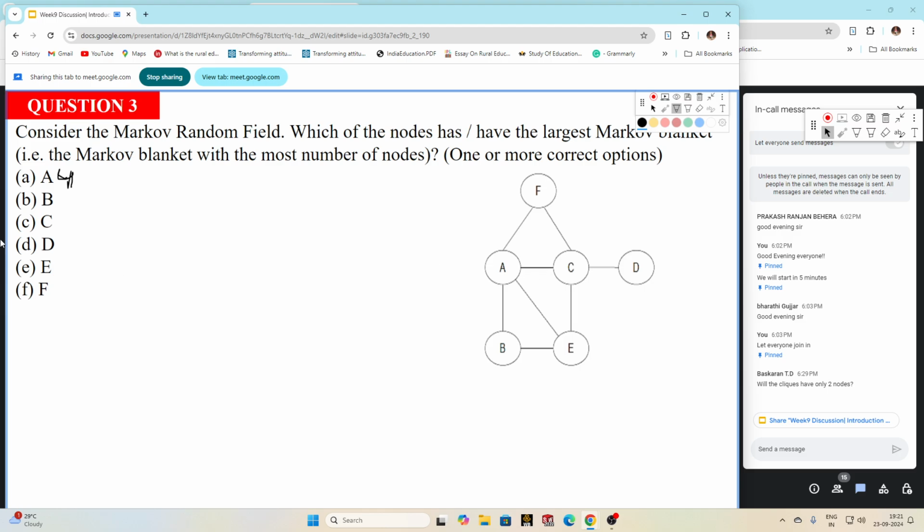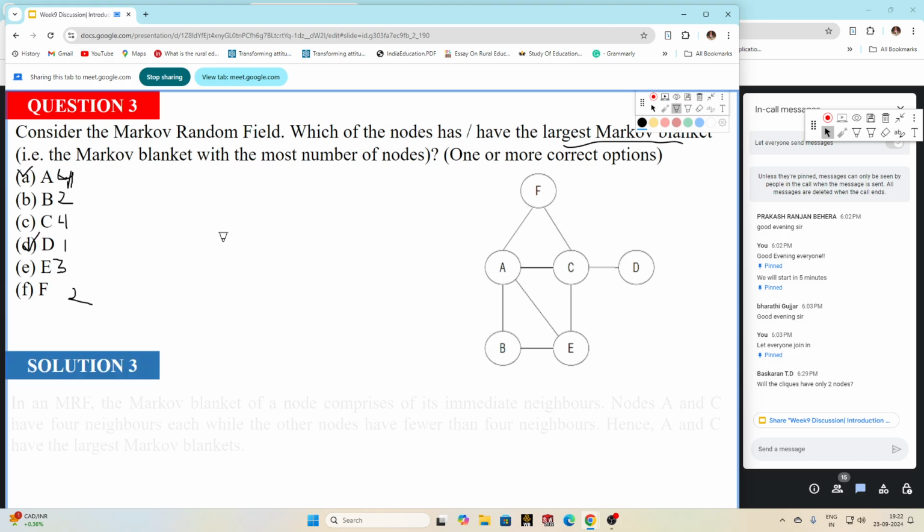Now about B. B has 1, 2 only. B has 2 nodes. C has 1, 2, 3, 4. C has also 4. D has only 1. E has 3. F has 2. So what is the correct answer? Largest Markov blanket. A as well as D is the correct answer.